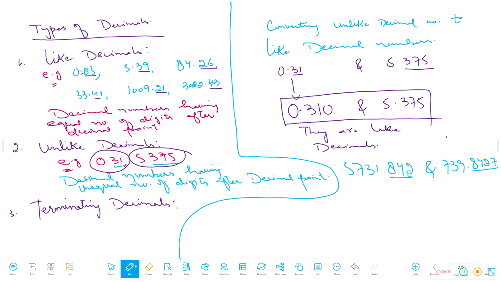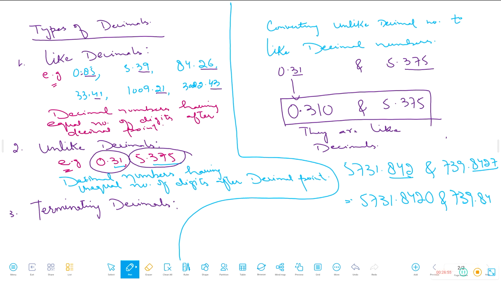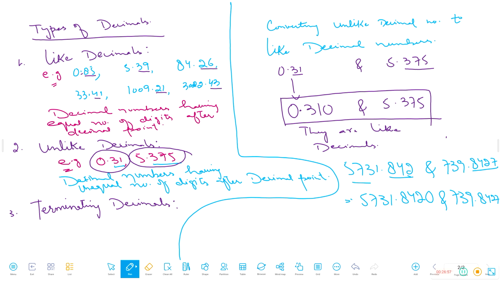Now I will write, implies, 731.8420. If I put 0 here, it will not make any difference. I have 4 digits now, and 739.8427. Initially they were unlike, but now they are like decimals. So this is how we convert unlike decimals to like decimals.